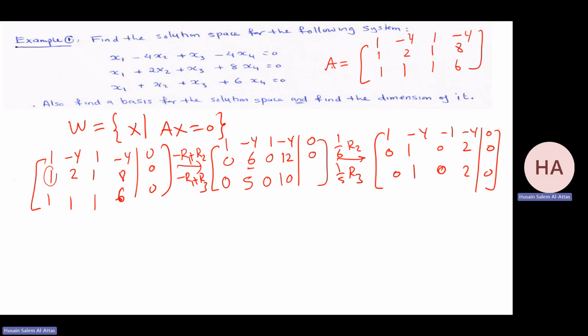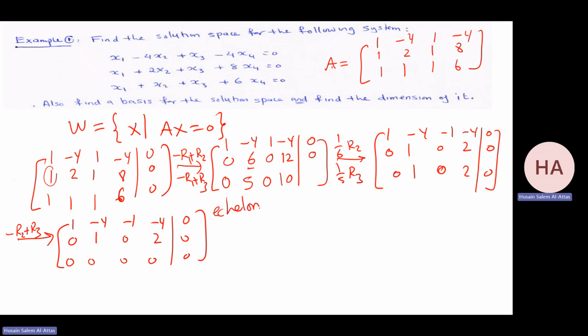Okay. Now what do I have? I can multiply the second row by minus 1 and add it to the third row to get this, so as to make it in the echelon form. 0, 1, 0, 2, 0, 0, 0, 0, 0, 0. That's it. Now this is echelon form. So it's already in the echelon form.